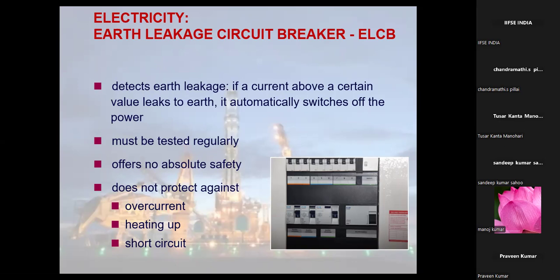You see, in our previous discussion, you people have told that ELCB trips off, it cuts off the current, so it is safe. But this particular point says it offers no absolute safety. What does this mean? And it also does not protect against overcurrent, heating up, or short circuit.